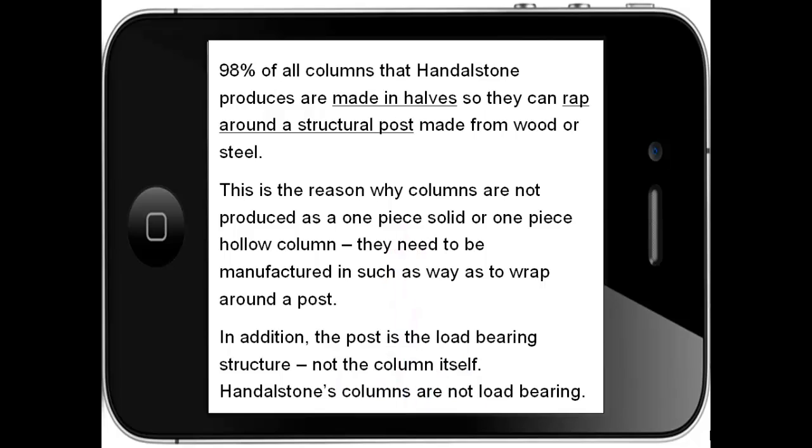98% of all columns that Handlestone produces are made in halves so that they can wrap around a structural post made from wood or steel. This is the reason why columns are not produced as a one-piece solid or one-piece hollow column. They need to be manufactured in such a way as to wrap around a post. In addition, the post is the load-bearing structure, not the column itself. Handlestone's columns are not load-bearing.